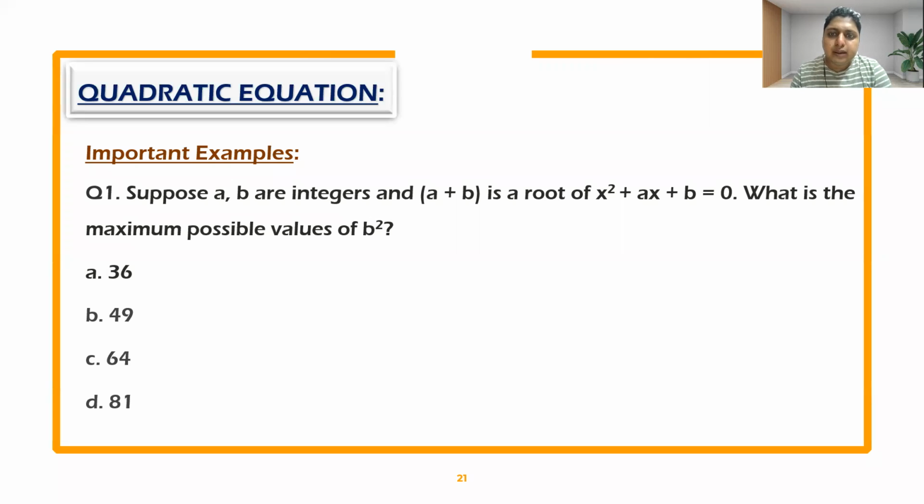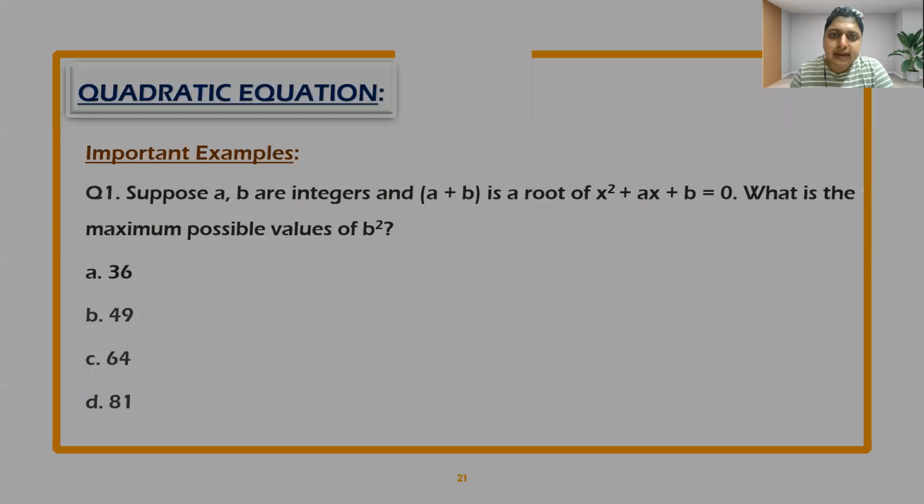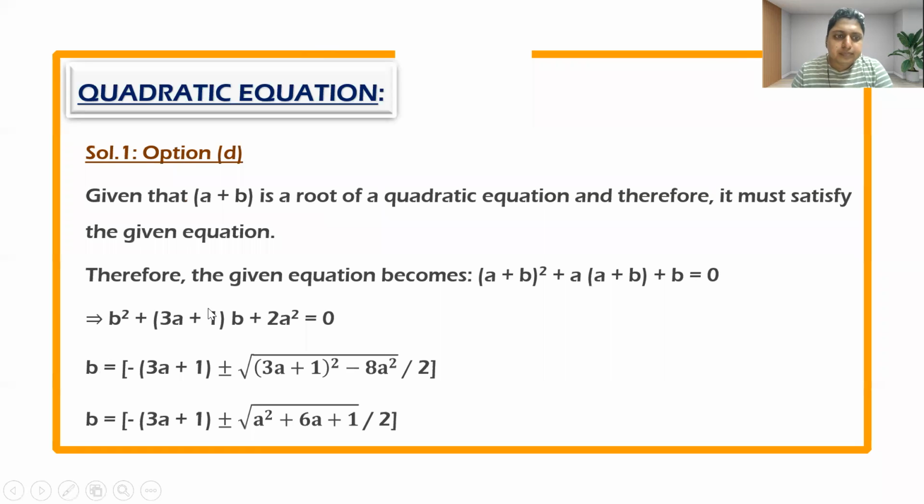So x is equal to a plus b. We will put x is equal to a plus b in that equation, and it will become (a plus b) whole square, a multiplied by (a plus b) is equal to 0. And after solving that, the equation will become this. So this is the quadratic equation: b square plus 3a plus b plus 2a square.